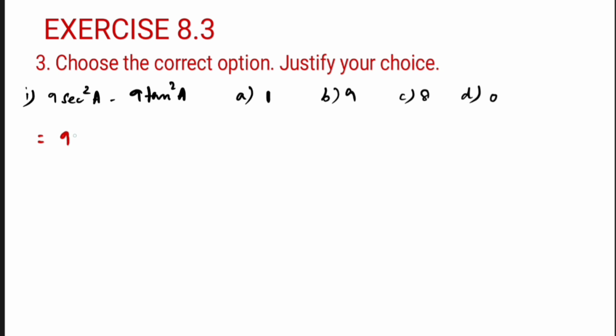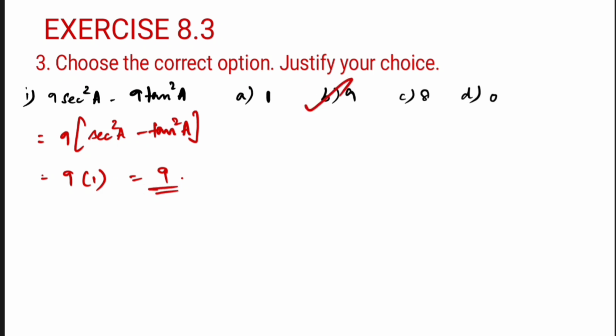From this expression we can take 9 as common. So we will get secant square A minus tan square A. By the identity, secant square A minus tan square A is equal to 1. You can substitute it. So the value is 9. Option B, 9 is the answer.